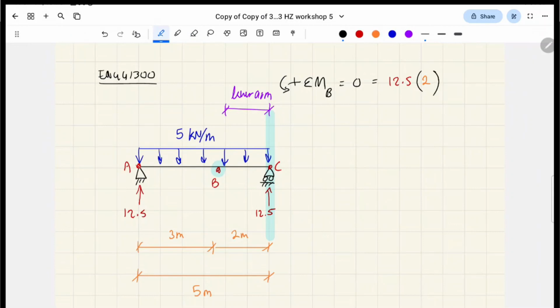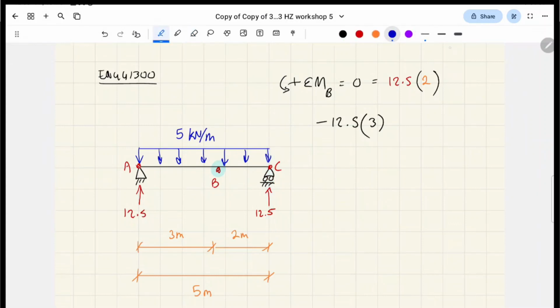And this bending moment is going to be positive because it's causing a counterclockwise spin about B, right? It's coming back. Okay, now next let's look at the support A and its point force 12.5. This one is going to be negative because it's causing a clockwise spin about B, right? And then we're going to multiply that by 3, which is its lever arm, right?